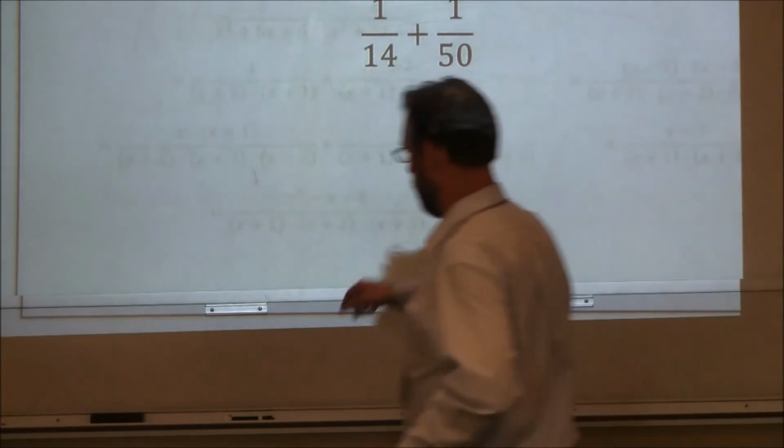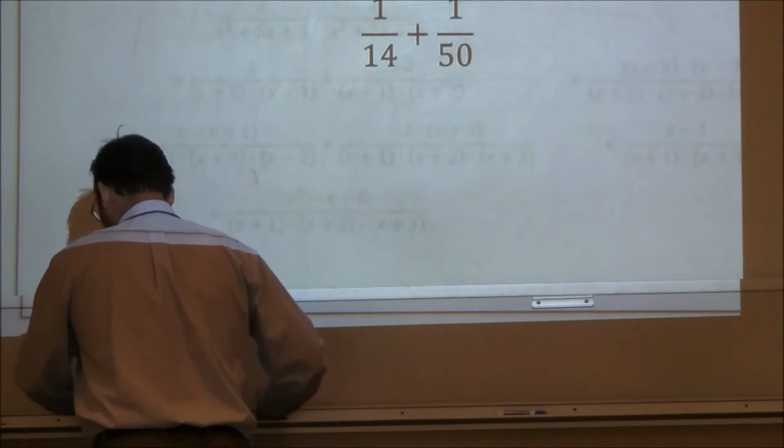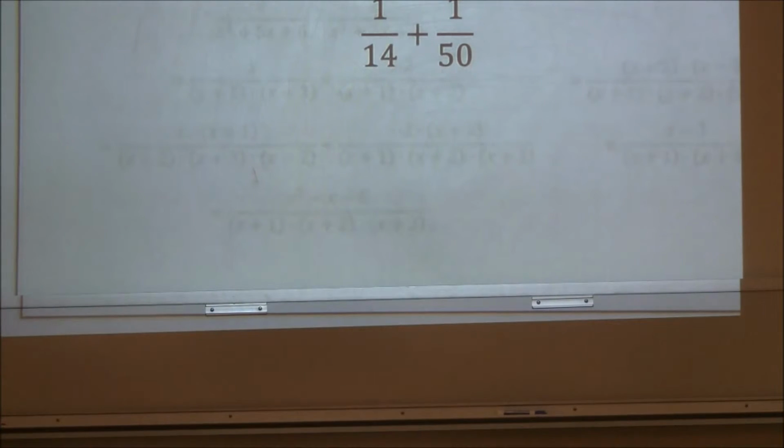I'm not supposed to write on that board. But what do you know about 14? Just so that, if we haven't used this technique, we might not be comfortable with it. So let's just take a break with where we are and tell me, what do we know about 14? It's 2 times 7. Are we comfortable with that part? Yeah. All right. And what do we know about 50? It's 2 times 5 times 5.